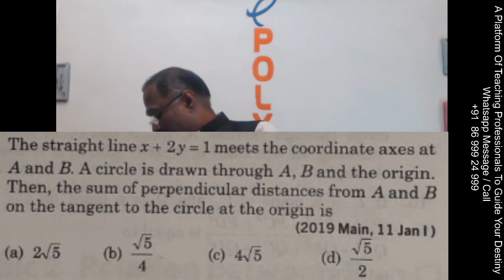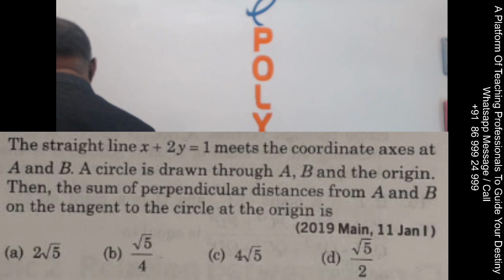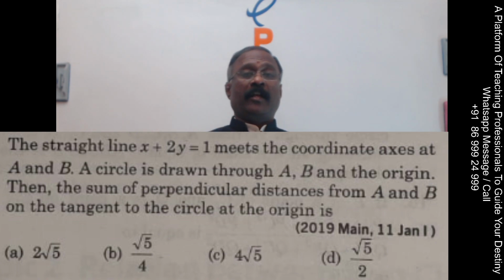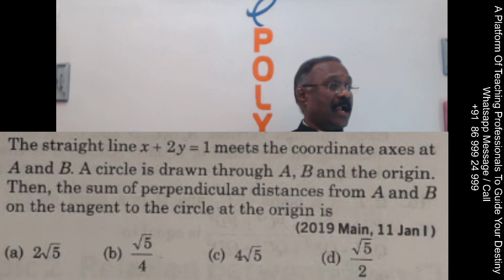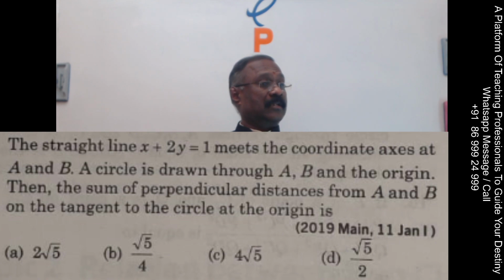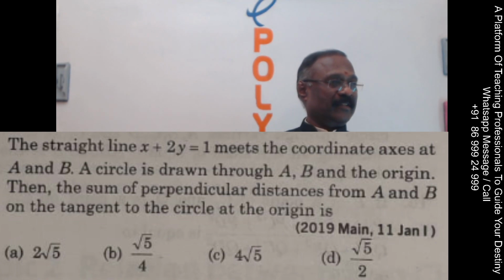Now here, continuation of previous questions, this question from 2019 May 11th January: the straight line x plus 2y is equal to 1 meets the coordinate axes at A and B. A circle is drawn through A, B and the origin. Then the sum of the perpendicular distances from A and B on the tangent to the circle at the origin.